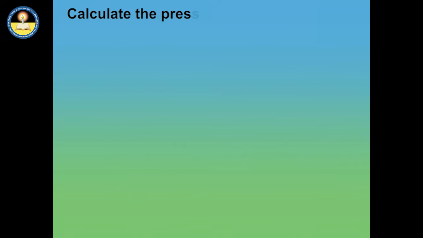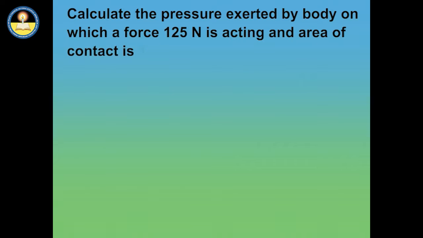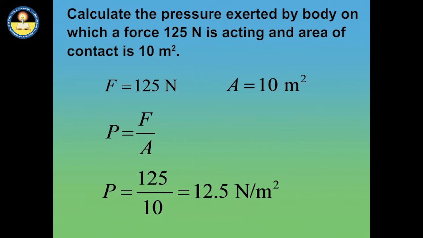Calculate the pressure exerted by body on which a force of 125 Newton is acting and area of contact is 10 square meters. Using the expression for the pressure, it comes out to be 12.5 Newton per meter square.